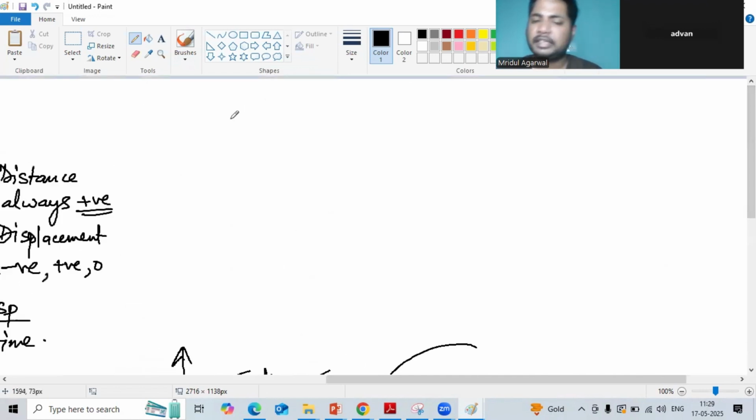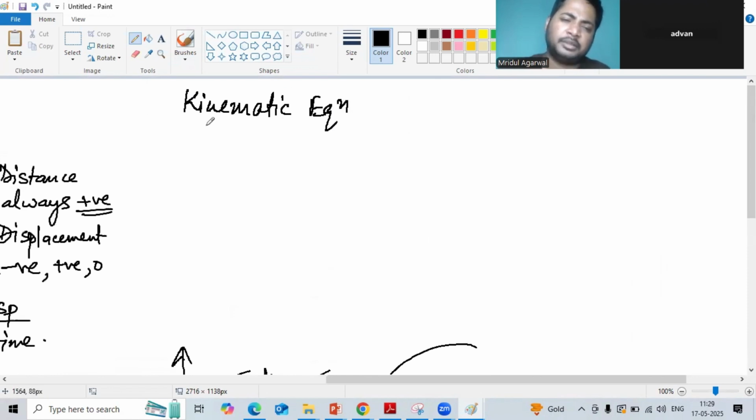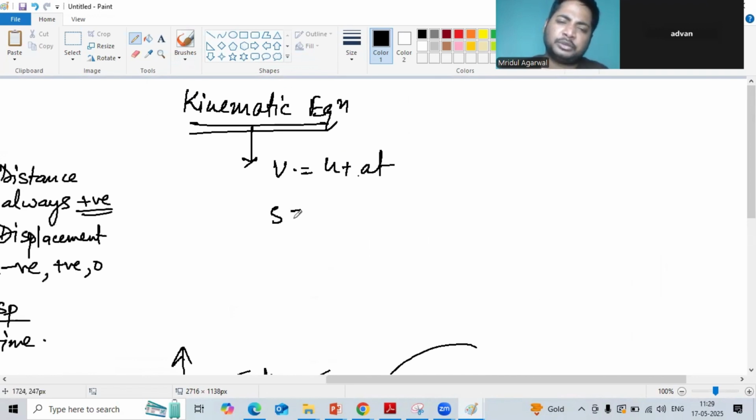The next thing is kinematic equations. If you talk about kinematic equations, you have certain equations. What are the equations? We have v = u + at, and s, or you can say delta x, = ut + (1/2)at².